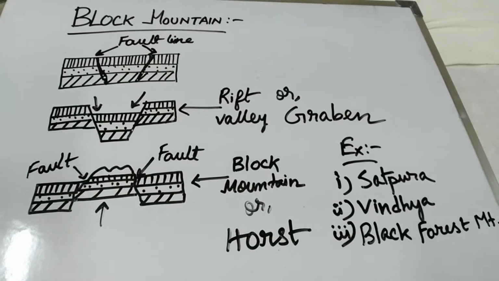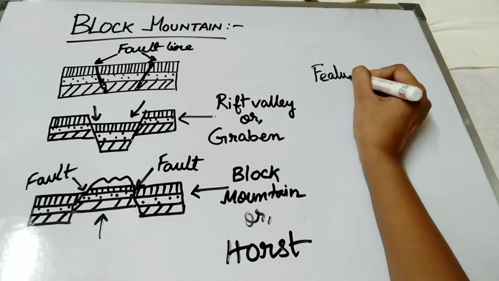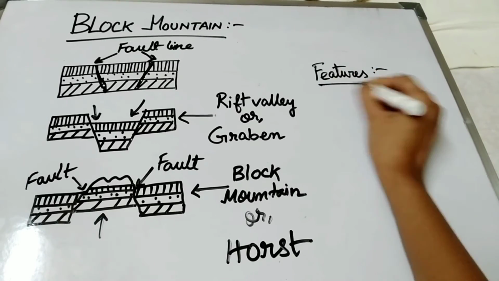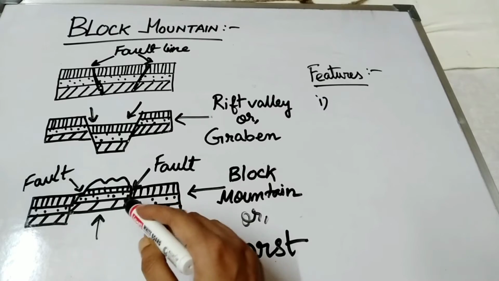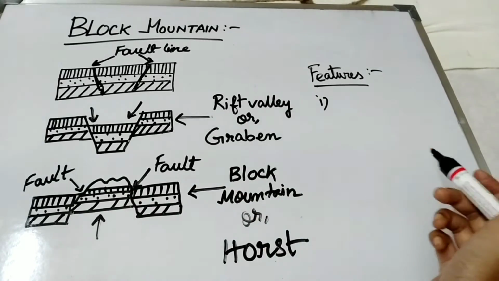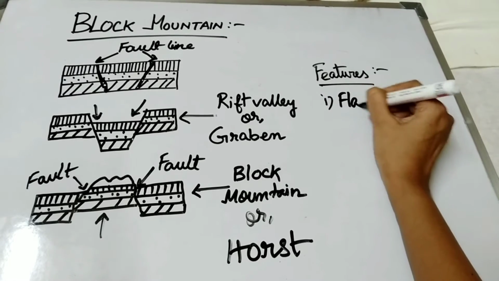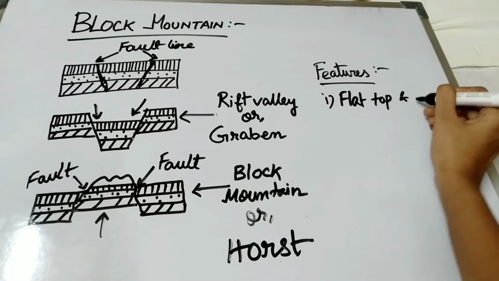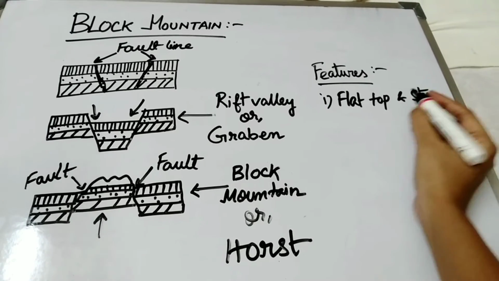This is in Germany. So there are so many examples. Next, coming to the features of the block mountain. Number one, you can see that the block mountain always has a flat top and steep sides. These are the steep sides. So we can write flat top and steep sides.